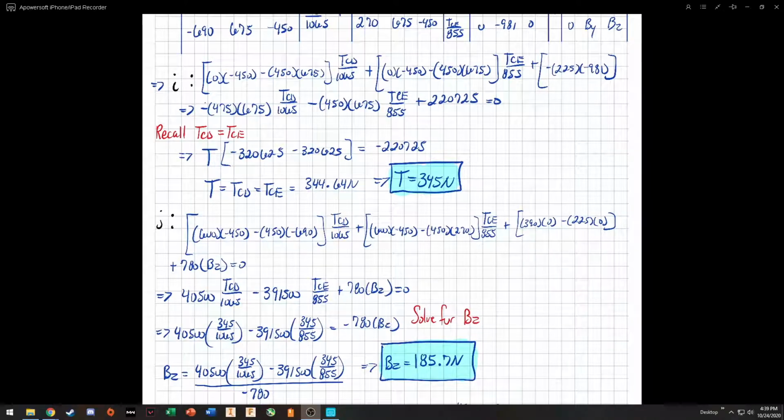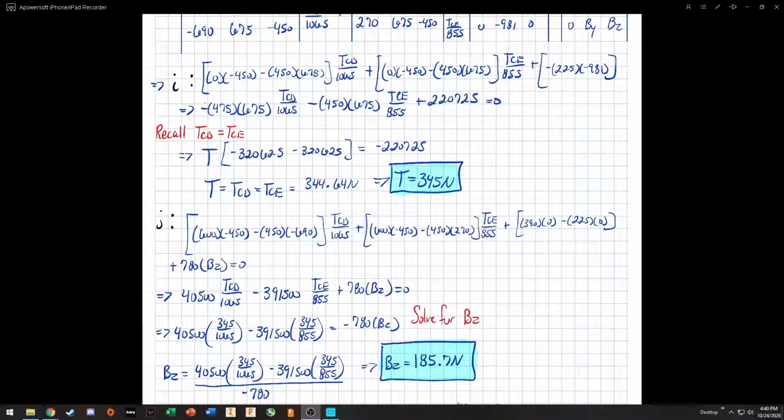Simplifying it down, we pulled out our tensions. We simplified these values right here. Move this to the other side. So we get tension times negative 320,625 minus 320,625. Both of those are the same integer, negative and negative, so it's going to be greater. Then we divide that over this. We get our tension CD is equal to tension CE, which is 344.64 newtons. I went ahead and rounded it to 345 newtons.